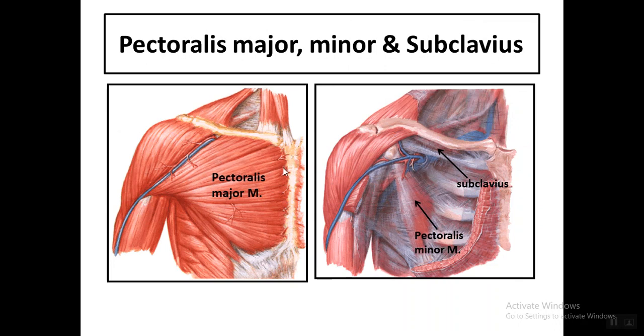This is the pectoralis major muscle, which is a fan-shaped muscle extending from the clavicle, sternum, and the costal cartilage, and it's inserted into the humerus. If we dissect it, we will find these two smaller muscles, called pectoralis minor, and another small one called subclavius. Subclavius extends from the thoracic wall to the upper limb.